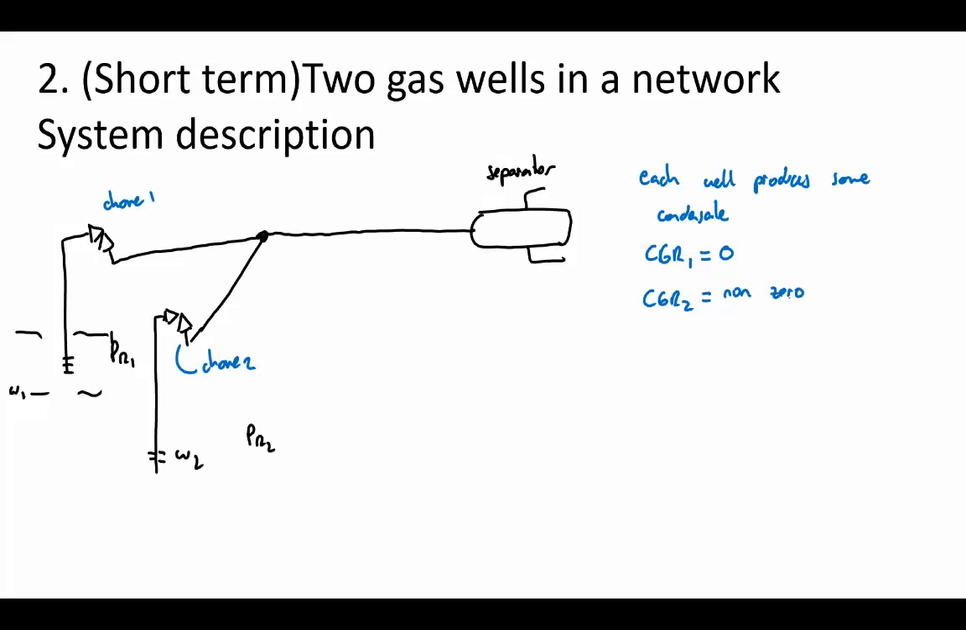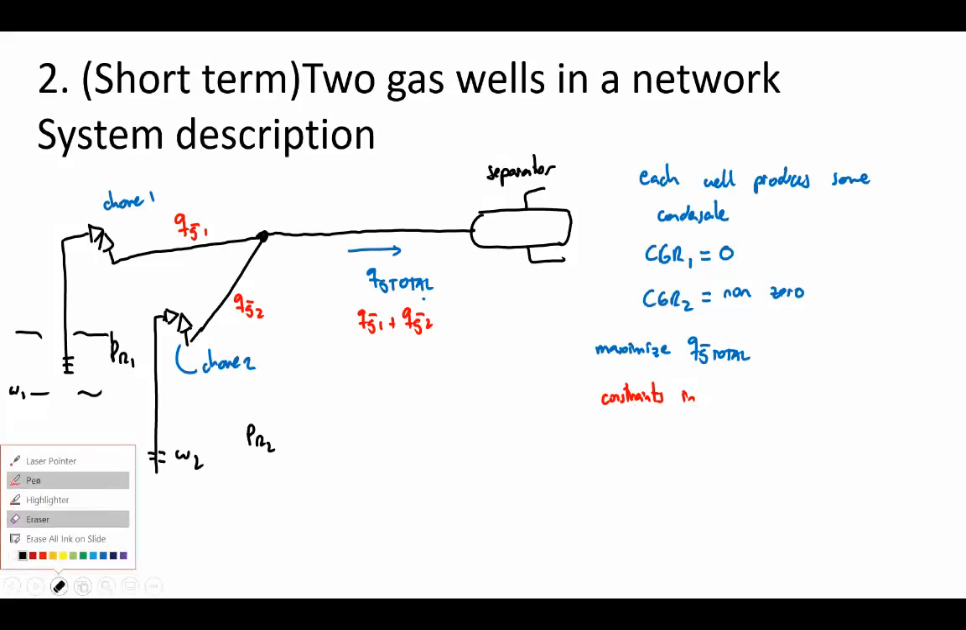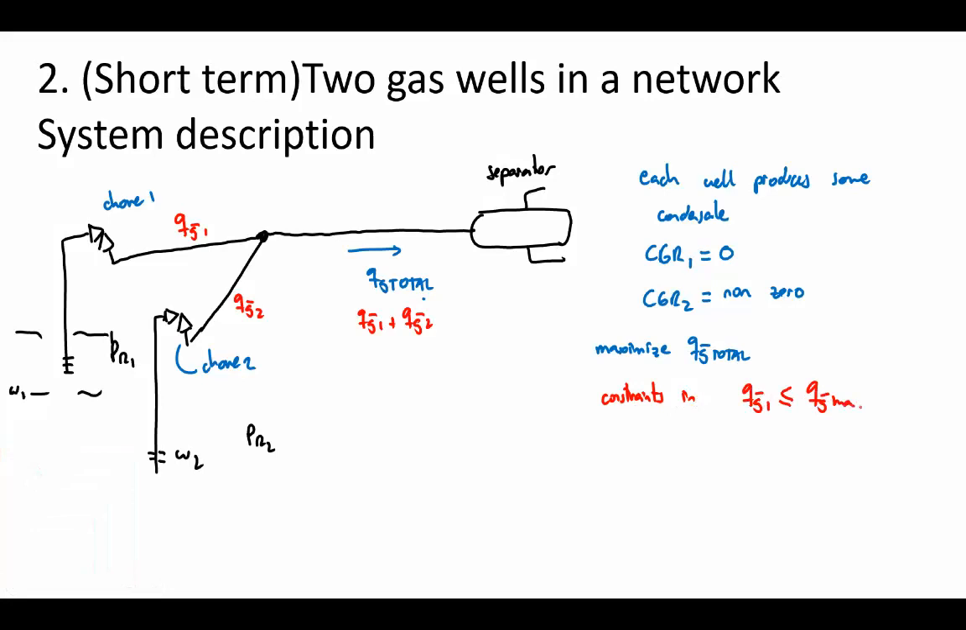So the main intention is to maximize Q gas total produced. So simply this Q gas that I have here, Q gas total, Q gas 2, and here I have Q gas 1, which will be the sum of Q gas 1 plus Q gas 2. Then we're going to see what the constraints are, but I might have constraints: Q gas 1 has to be below a limit, Q gas maximum, due for example to sand production to avoid.